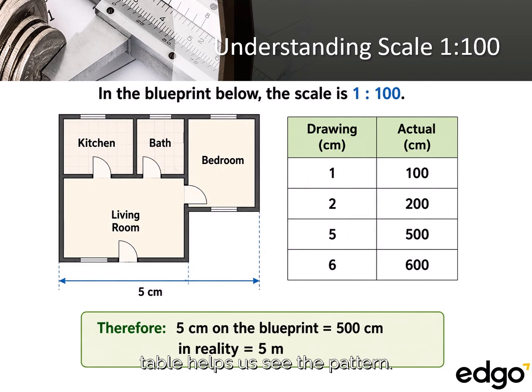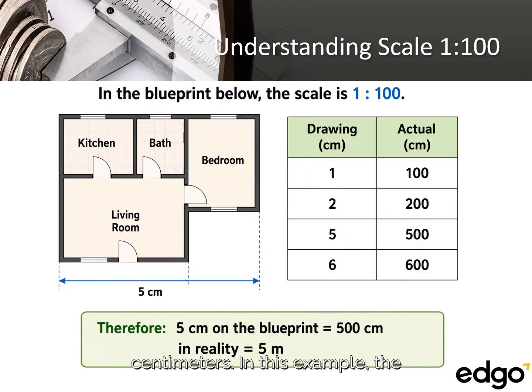The table helps us see the pattern. 1 centimeter represents 100 centimeters. 2 centimeters represent 200 centimeters. 5 centimeters represent 500 centimeters. And 6 centimeters represent 600 centimeters.